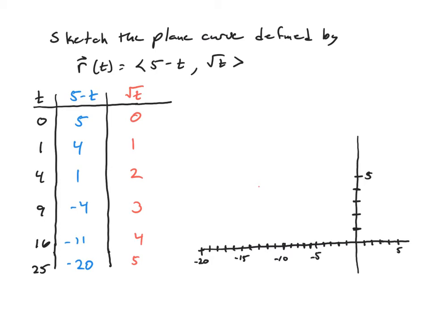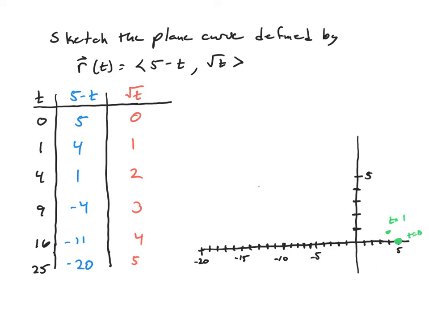For this curve, I know my first component is horizontal, and my second component is vertical. So my horizontal component is 5, my vertical component is 0. That's going to put me at the point 5, 0, which is right there. So at t equals 0, that's where I'm going to be. At t equals 1, I'll be at the point 4, 1. So that's going to be t equals 1.